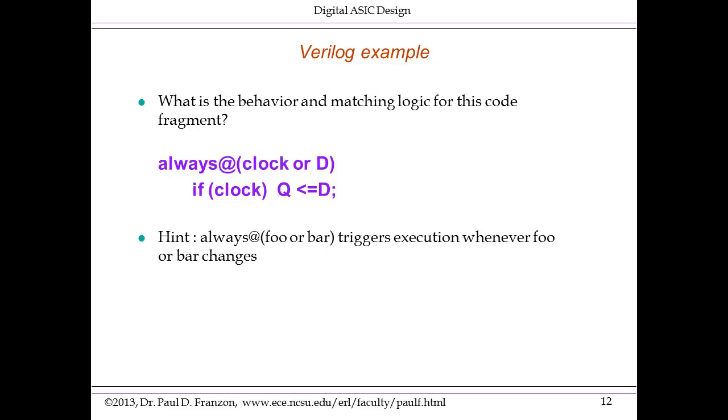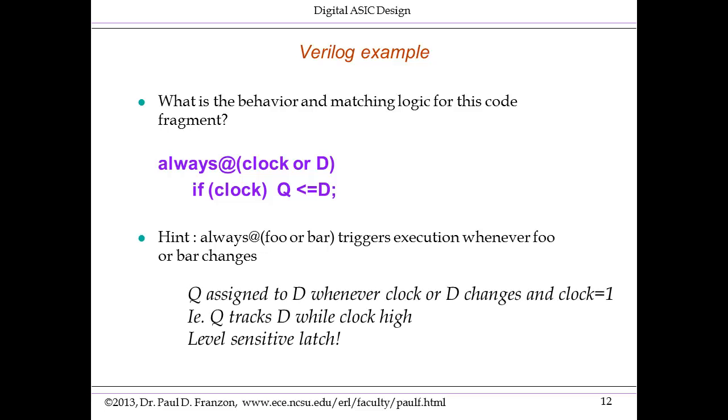What gate has the same behavior as the code described here? That gate is a level-sensitive latch. That's exactly its behavior. Q is assigned to D, Q follows D when clock is high, and whenever clock or D changes, Q only changes if clock is high.